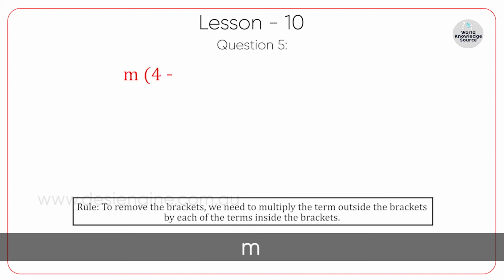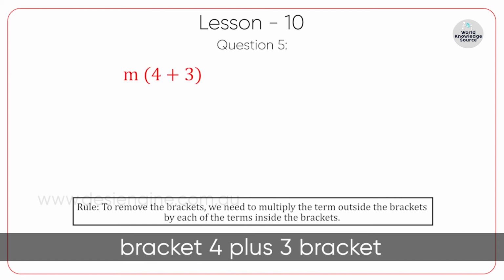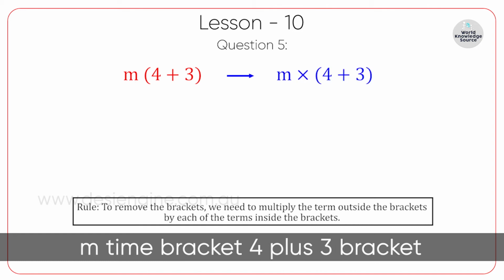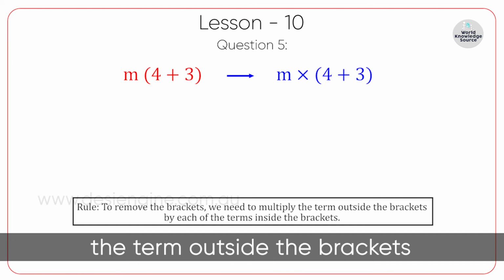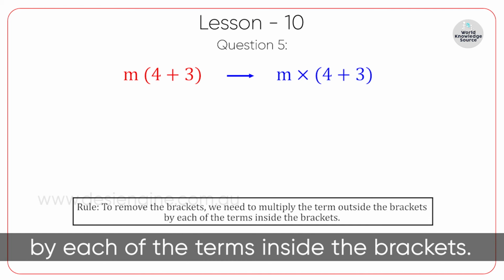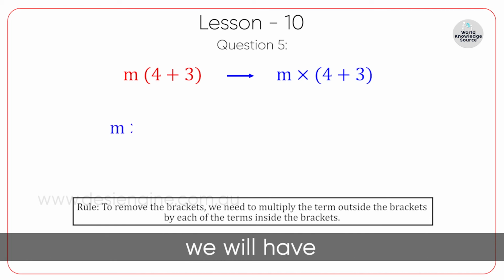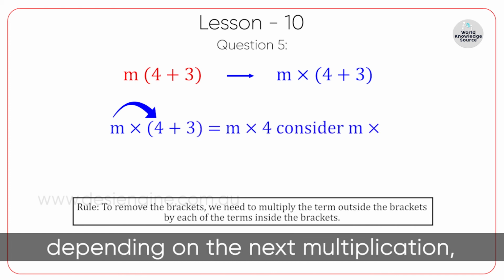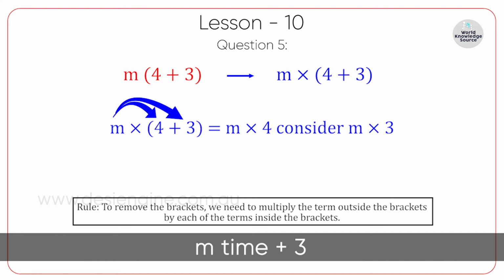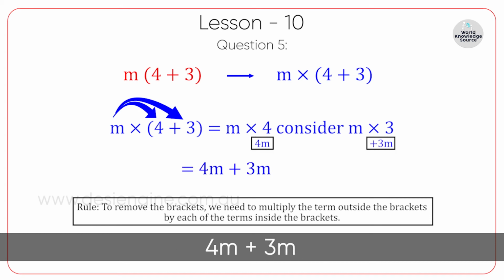Question 5. M, bracket 4 plus 3 bracket. We can write this as M times bracket 4 plus 3 bracket. The rule says, to remove the brackets, we need to multiply the term outside the brackets by each of the terms inside the brackets. Applying the rule, we will have M times 4. The operation sign here depends on the next multiplication. M times positive 3 is positive 3M. Therefore, the expansion will be 4M plus 3M, equals 7M.